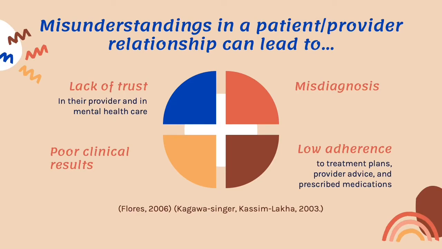Misunderstandings in a patient-provider relationship can lead to a lack of trust in their provider and mental health care, misdiagnosis, poor clinical results, and a low adherence to treatment plans, provider advice, and prescribed medications. And this could mean just for the relationship with that patient and that provider, but it could also cause a lack of trust with that patient and any future provider.